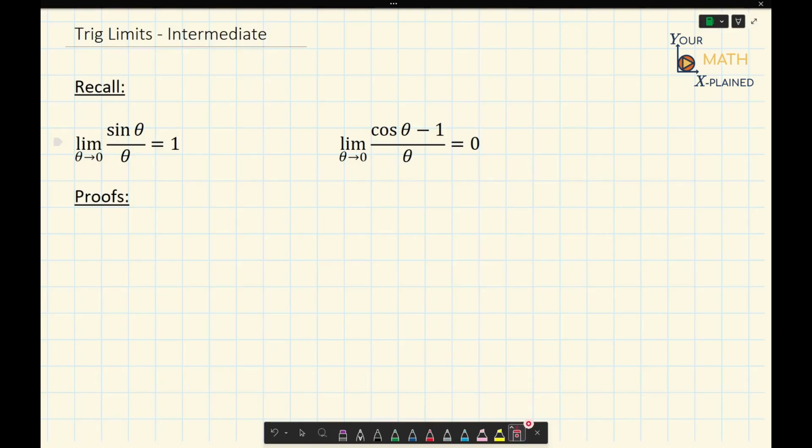So what we're going to do here is we're going to prove this limit first. And once we've proven this one, we're going to use this limit to prove the second limit. Now, to prove the first limit, we are going to start by drawing a diagram.